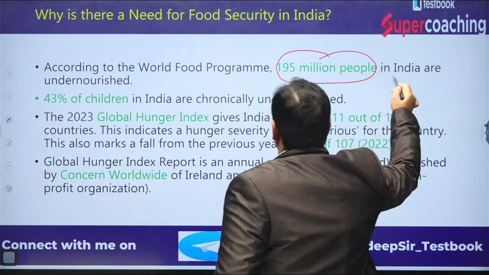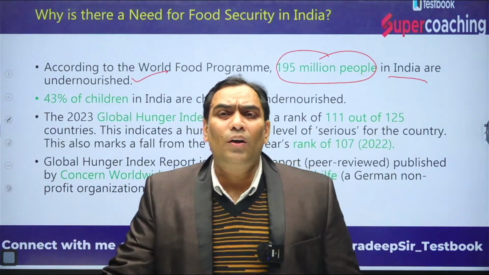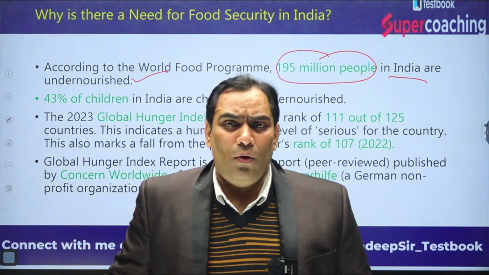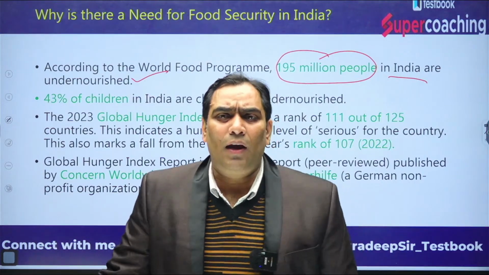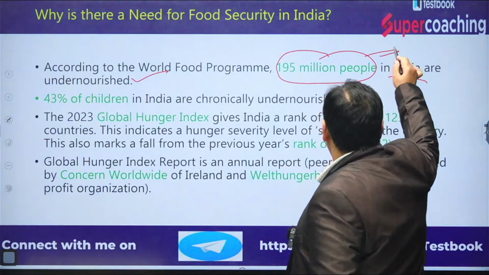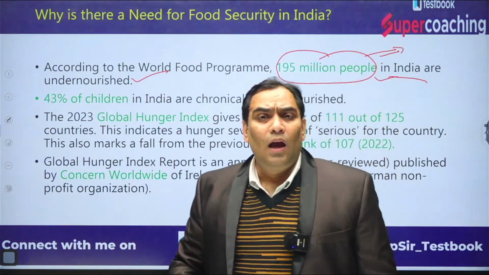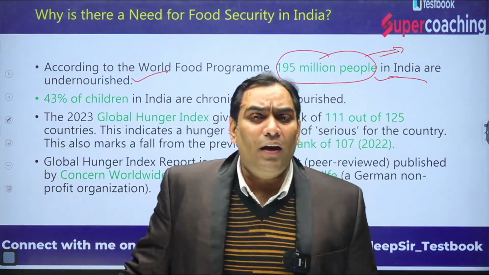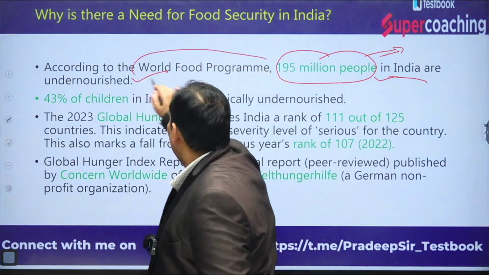million people in India are undernourished. Undernourished means they do not have nutritious food, and this is the basic requirement of food security, as we have discussed in our definition. So it is a large chunk of people. 195 million people are not having nutritious food. They are undernourished as per the report of the World Food Program.